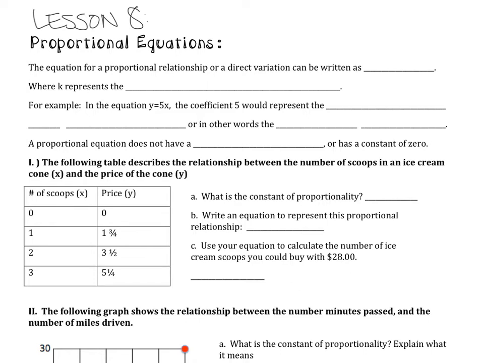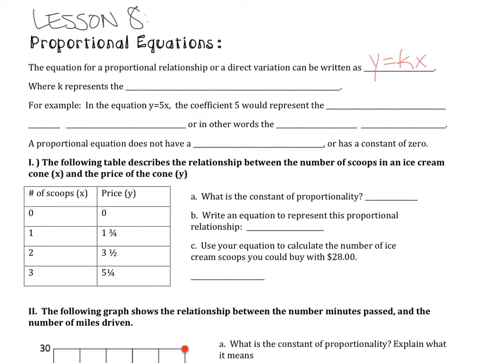And then when we look at a graph, if we have a straight line that passes through the origin, we also have a proportional relationship. Let's examine what equations will look like for a proportional relationship. Remember, the equation for a proportional relationship or a direct variation can be written as y equals kx.